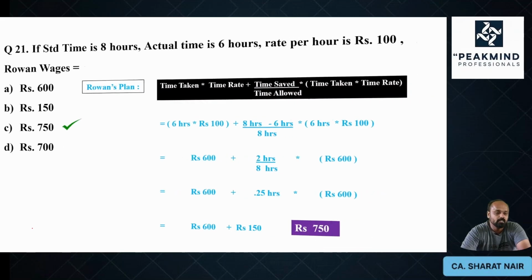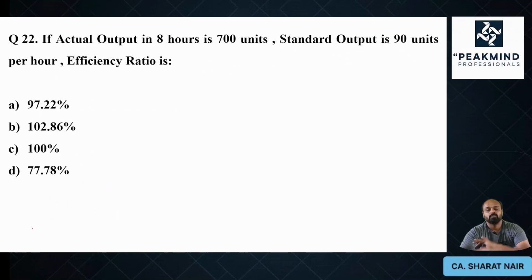Okay. Next, question number 22. It is talking about efficiency ratio. Please understand that efficiency is better if I take less time. If the time allowed is, let us say, 10 hours, and I complete the work in 8 hours, then I'm efficient. So my efficiency percentage will be more than 100. So efficiency is better always when I'm working at more than 100.